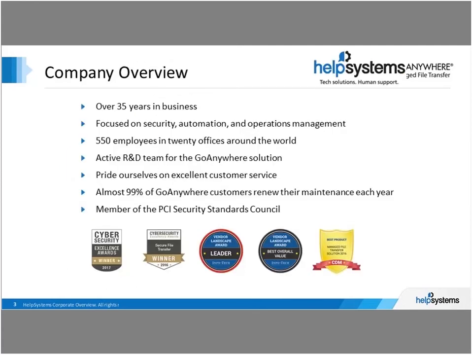Let's get started here. But first, let's take a moment to share a little background on our company. Help Systems has been in business for over 35 years and focuses on developing cybersecurity, automation, and operations management solutions. We have over 550 employees and 20 offices around the world to serve our customers. Now, the corporate headquarters is in Eden Prairie, Minnesota, but most of the GoAnywhere R&D, support, and sales staff is located right outside Omaha, Nebraska.